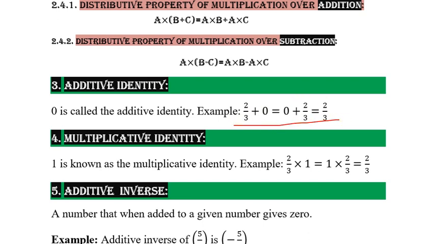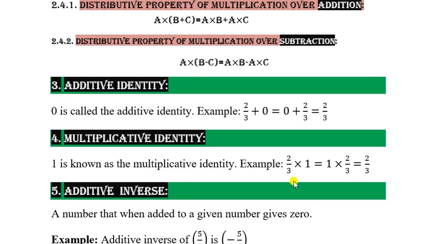Remember that. Now I am going to the next, multiplicative identity. 1 is known as multiplicative identity. 2 by 3 into 1 equals 1 into 2 by 3. That means 2 by 3.